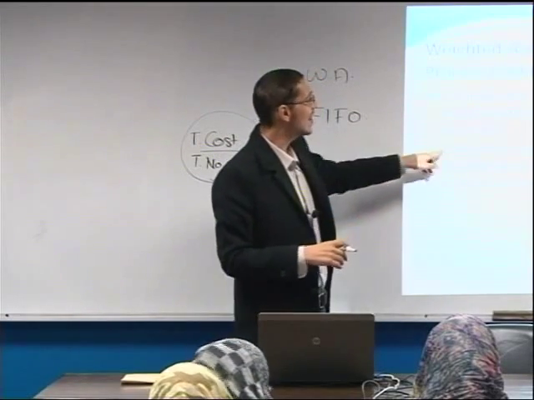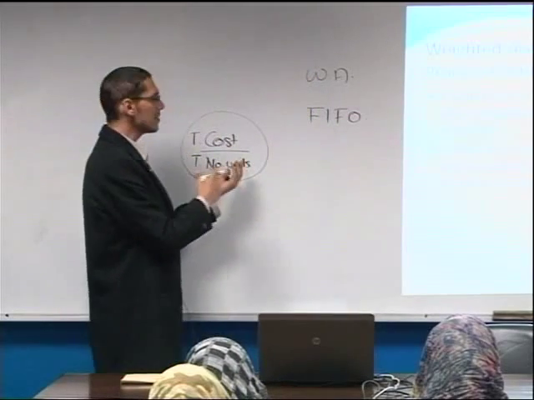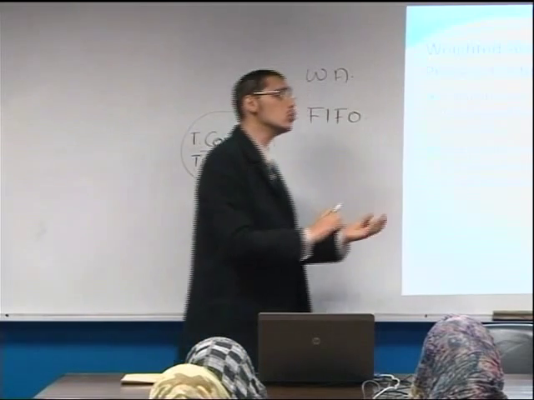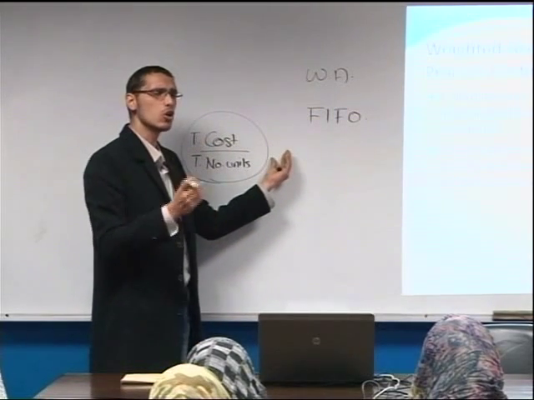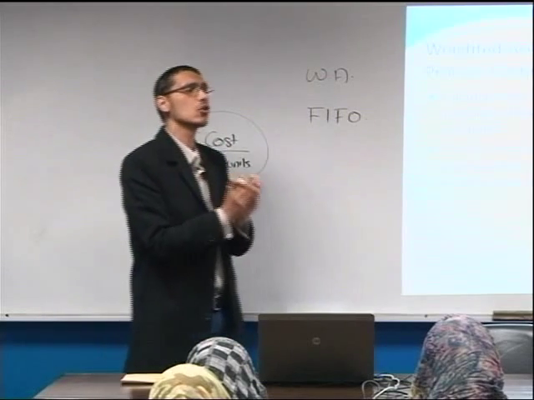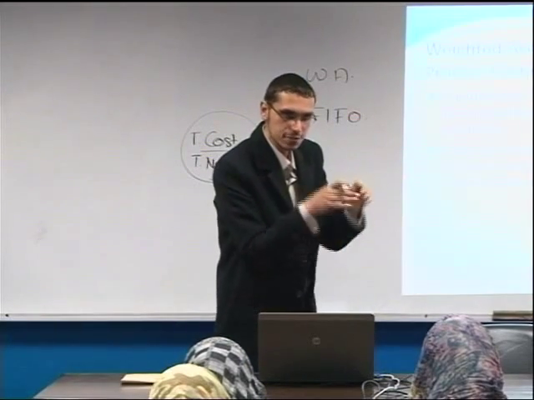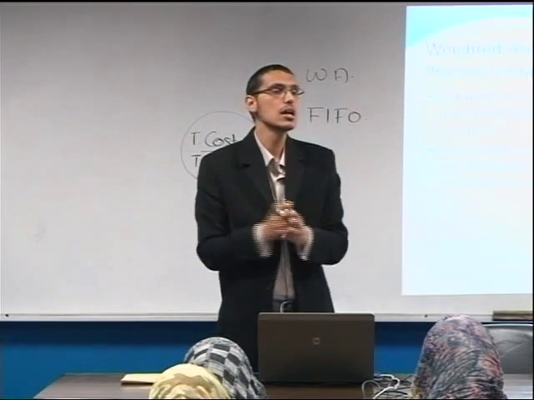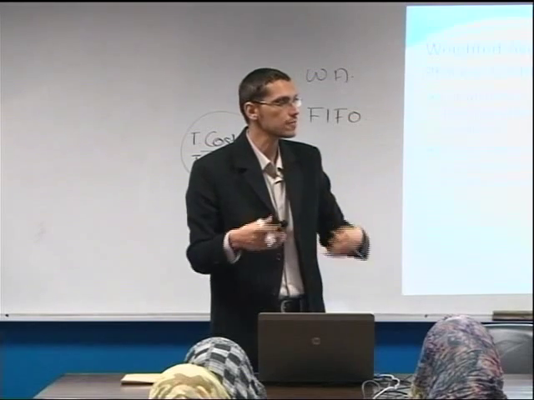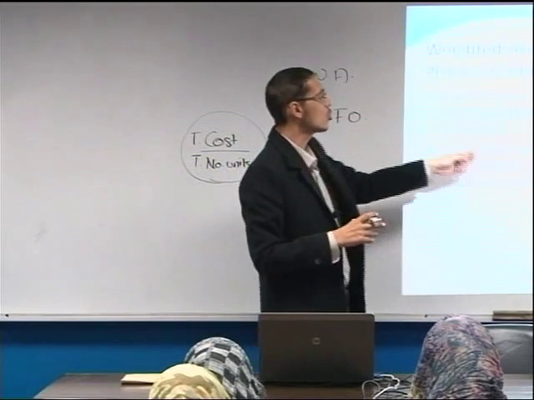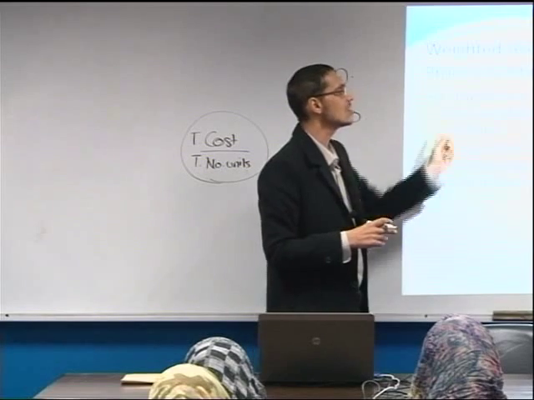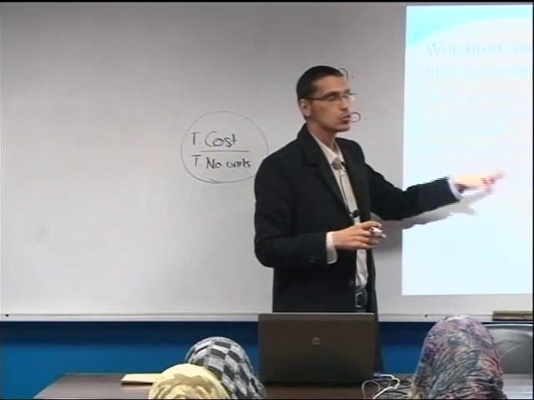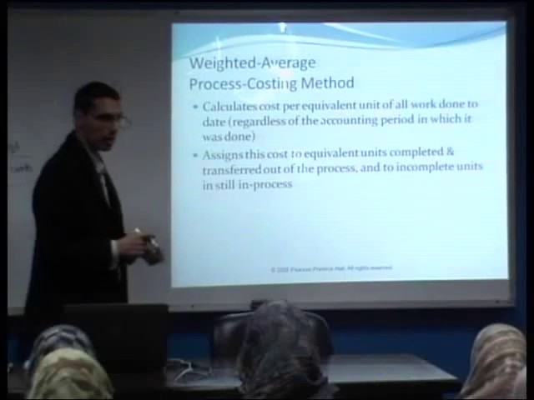Assigns the cost, and of course after calculating the cost per unit or per equivalent unit, we need to assign. Therefore, we are going to assign using this cost per equivalent unit. We are going to assign cost to the ending work in process for the current period and the completed and transferred out, or the finished goods that were completed within the specific period. Therefore, it assigns this cost to equivalent units completed and transferred out, as well as to incomplete units still in process, which is the ending work in process.